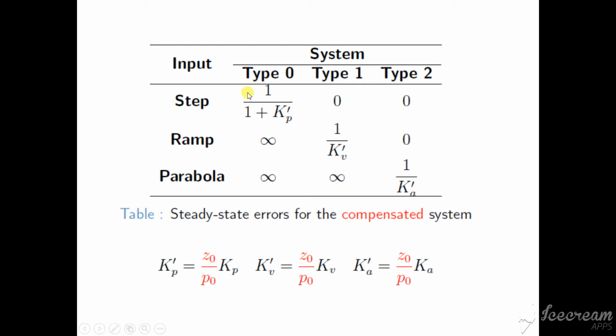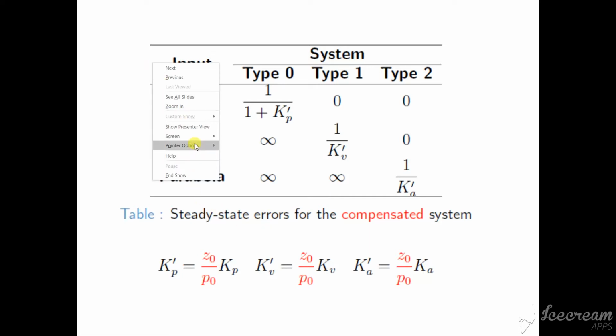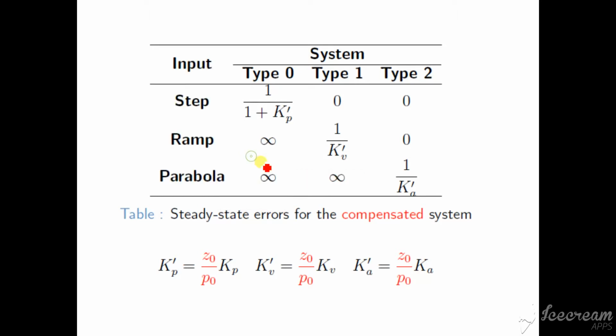In the compensator system, the steady state error will be changed because we have the GC(s). And as you know, the GC(s) is equal to (s plus ZO) over (s plus PO). And if s goes to 0, you find ZO over PO. And as you know, Kp is the limit of G(s), and the K prime p, because for the compensator, will be K prime p equal to ZO over PO times Kp. And the same thing for the K prime v and the K prime a.